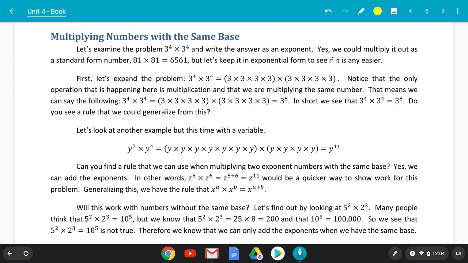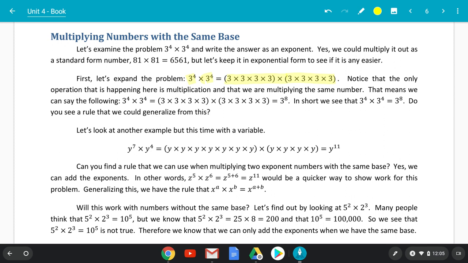So starting off with multiplying numbers with the same base, let's examine the problem 3 to the 4th times 3 to the 4th and write the answer as an exponent. Yes, we could multiply it out as a standard form number, 81 times 81 equals 6,561. But let's keep it in exponential form to see if it's any easier. First, let's expand the problem. 3 to the 4th is really 3 times 3 times 3 times 3, and the other 3 to the 4th is really 3 times 3 times 3 times 3. Now notice that the only operation happening here is multiplication, and that we are multiplying the same number.